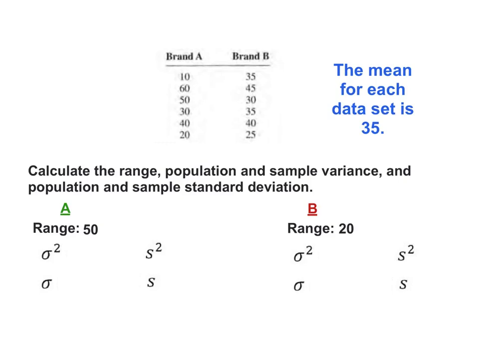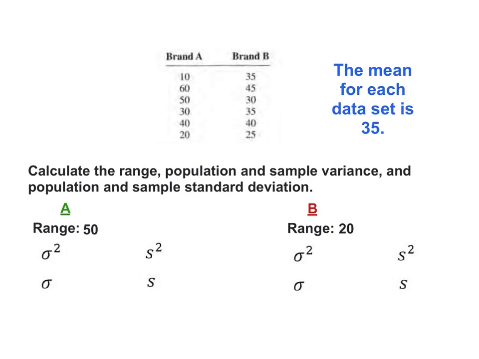So go to edit, and I want you to enter brand A in list 1. Actually, you can enter brand B in list 2 if you want, and I'll show you how to toggle between the standard deviation for each list. So enter them both. Brand A in list 1, brand B in list 2.